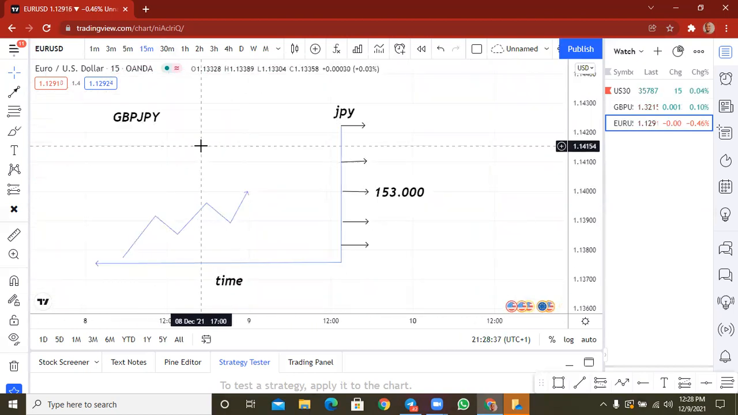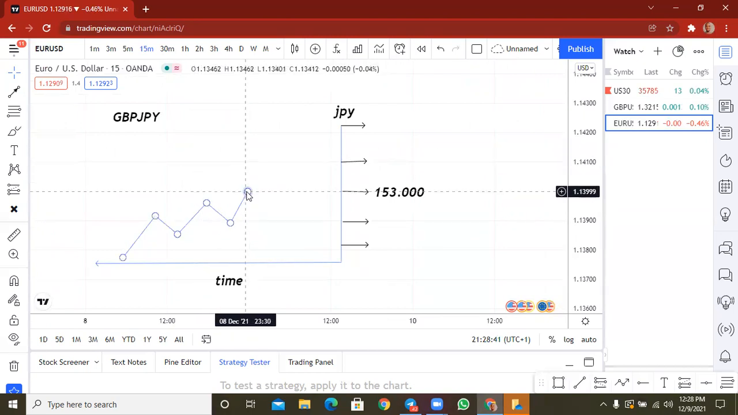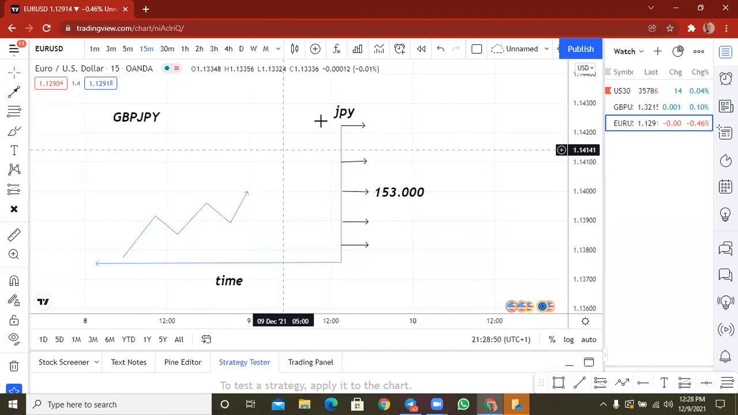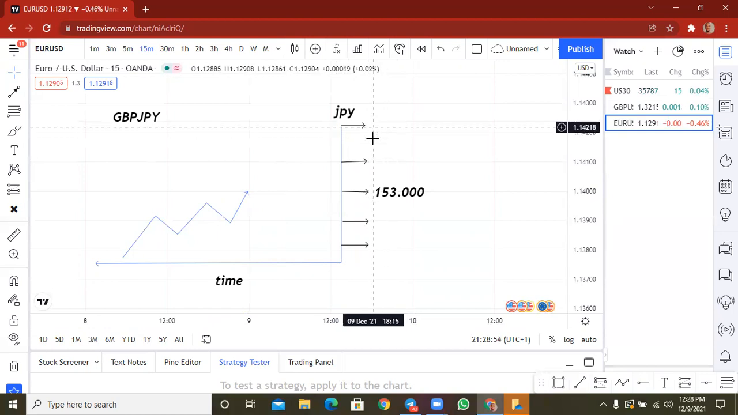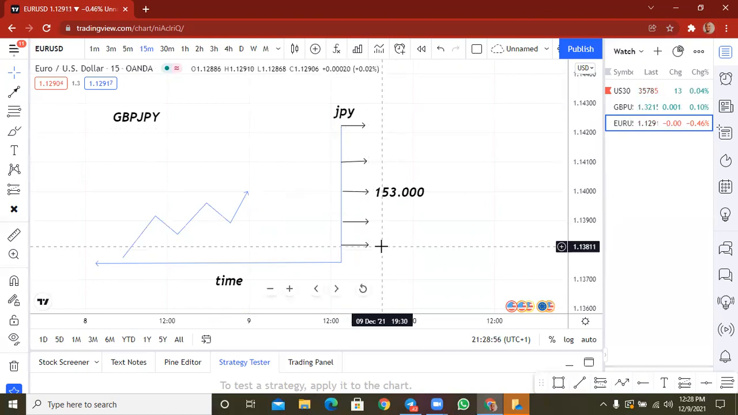Simple, right? At a particular time, GBP JPY equals 153.00. Another way to describe this is that at this time, £1 costs 153.00 Japanese yen. If you check the y-axis, you can see it written as JPY. It means these prices here are in Japanese yen.